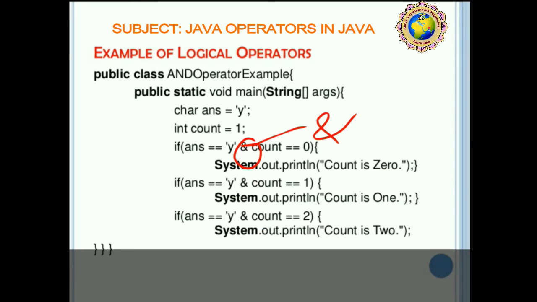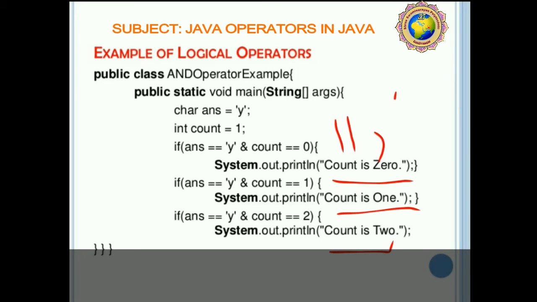Ans equal to y and count equal to 0, then that will be considered as count is 0. If count equal to y, then count is 1. System.out.println: if count equal to 2, then that will be 2. So this is the common example. In place of that you can use the or and not, right? The exclamation mark is the NOT operator.